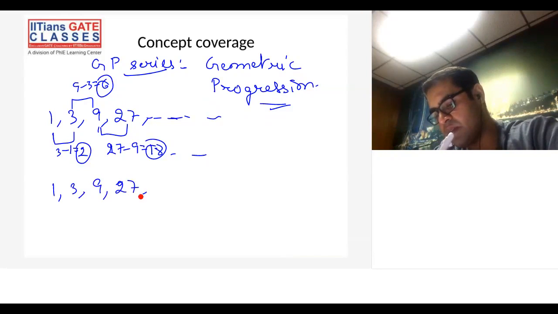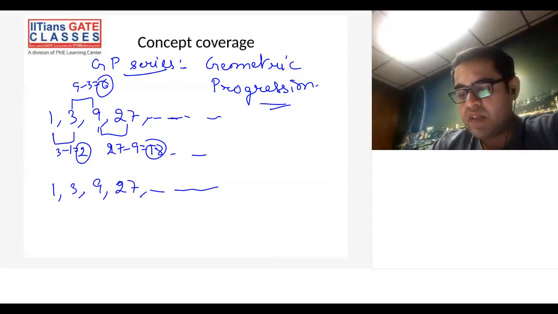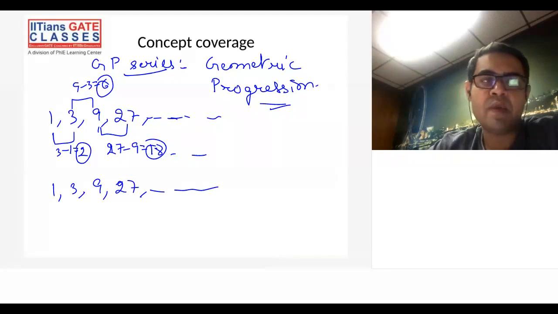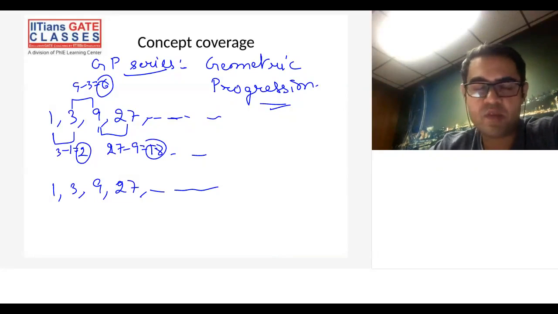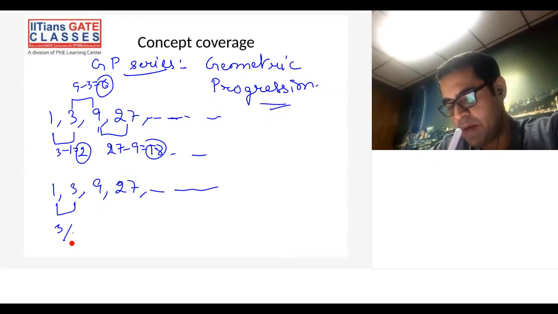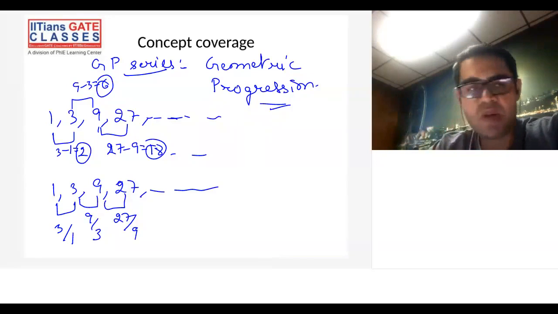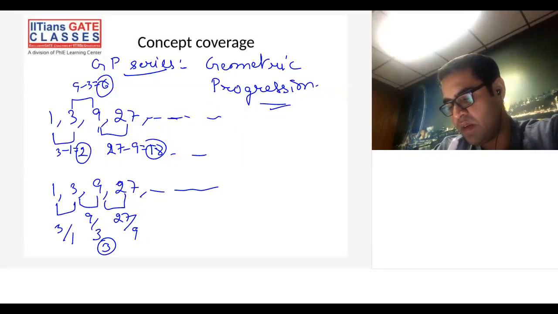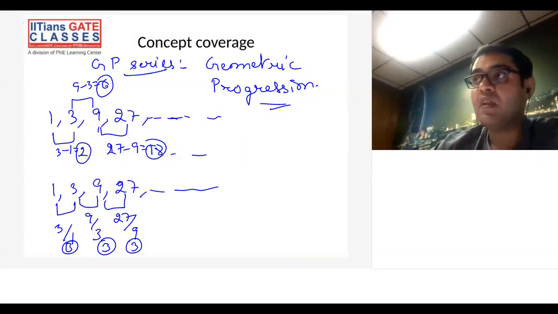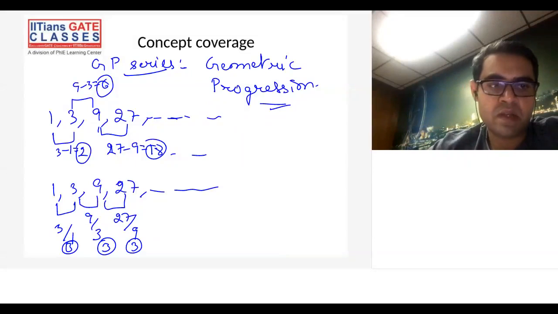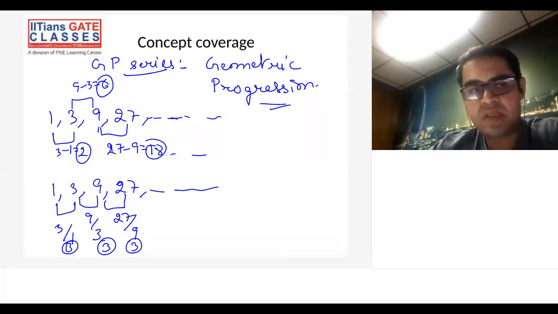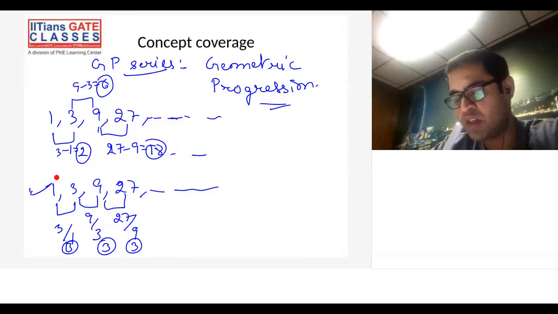Now, instead of subtracting the second term and the first term, I will divide them. That means I'm going to do 3 divided by 1. Next is 9 divided by 3, next is 27 divided by 9. So I'm dividing the next term by the previous term, and when you divide them, you get 3 over here. The result is 3, here also it is 3. So when you divide these terms, you're getting a constant value, 3 every time. This tells me that this particular series is a GP series, a geometric progression.